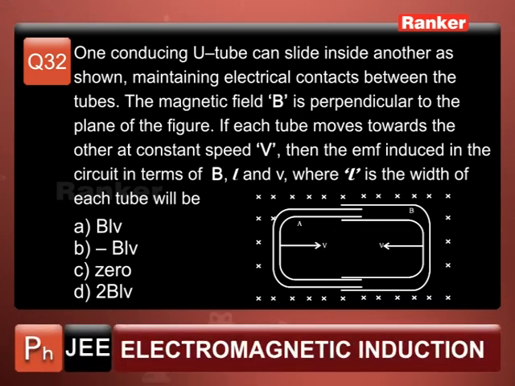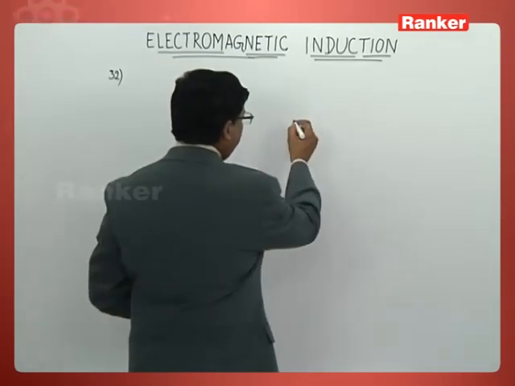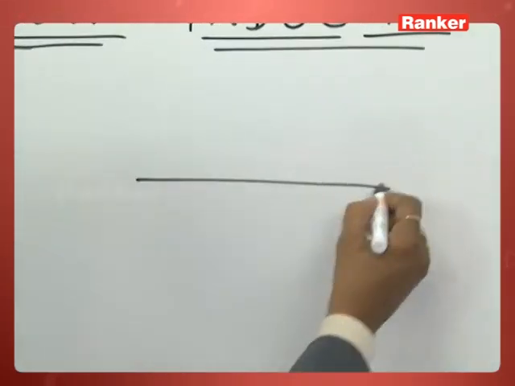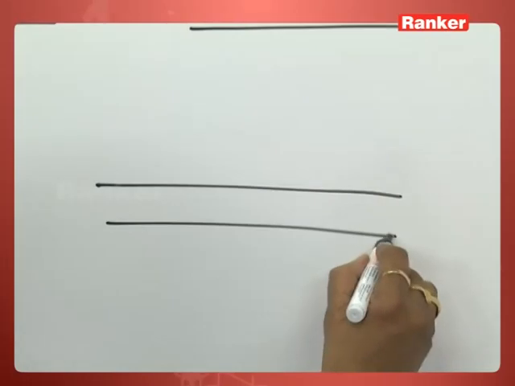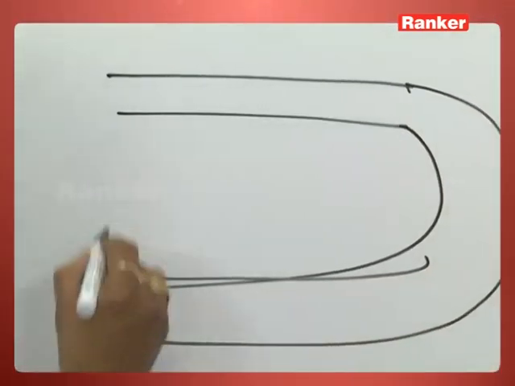Options are given: first option BLV, second option with negative sign minus BLV, third option 0, and fourth option 2BLV. What is it he is giving us? Let me just give you in a brief manner. He is talking about two tubes like this, two U-shaped tubes.